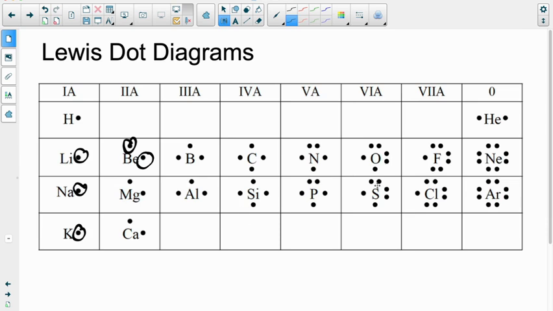This is very, very handy. It's just a shorthand way of writing the number of valence electrons. You'll see when you start talking about reactions and chemical bonding that the valence electrons are the most important ones because those are the ones involved in bonding. What I mean by bonding is when atoms come together and form compounds.